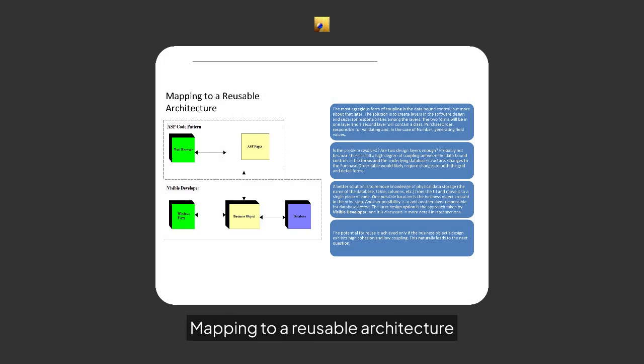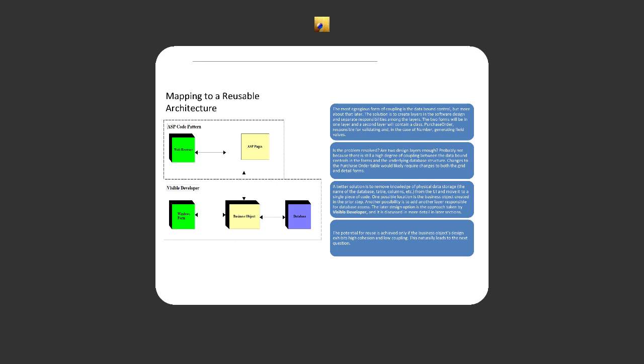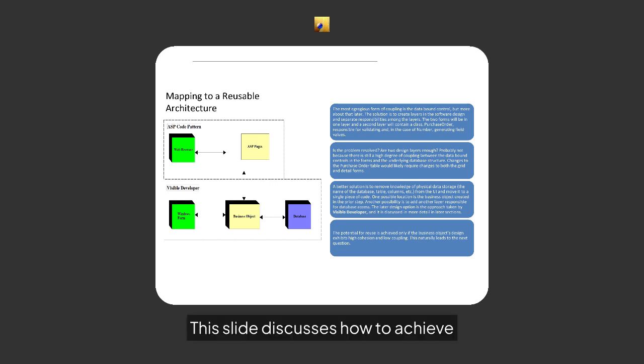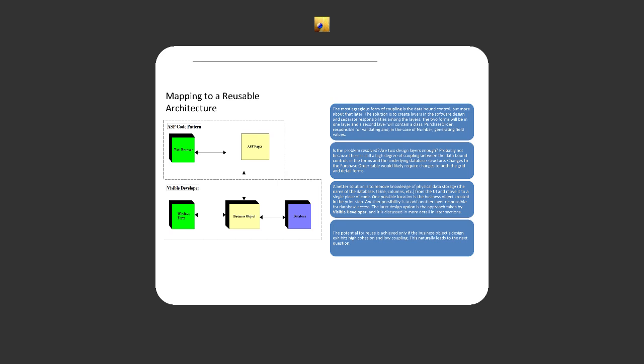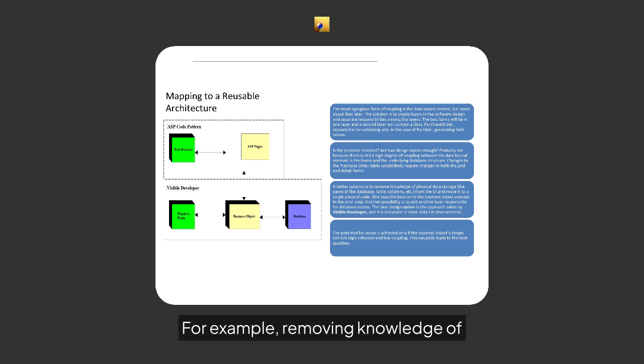Mapping to a reusable architecture involves separating design layers to minimize coupling. This slide discusses how to achieve this by isolating data storage knowledge from the UI, enhancing the potential for reuse and adaptability in software design. For example, removing knowledge of physical data storage, the name of the database, table, columns, etc., from the UI and moving it to a single piece of code results in the business object's design exhibiting high cohesion and low coupling.